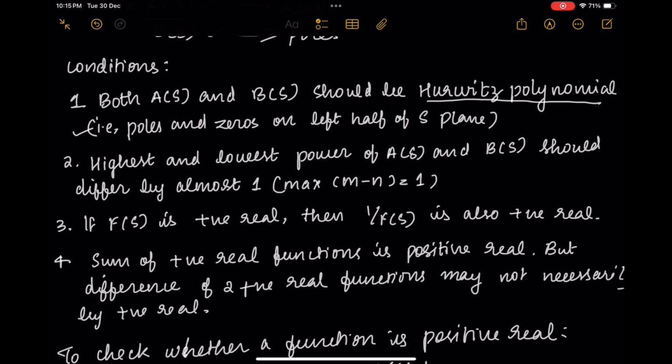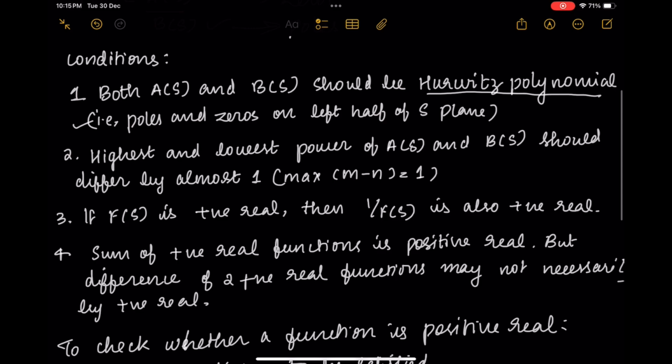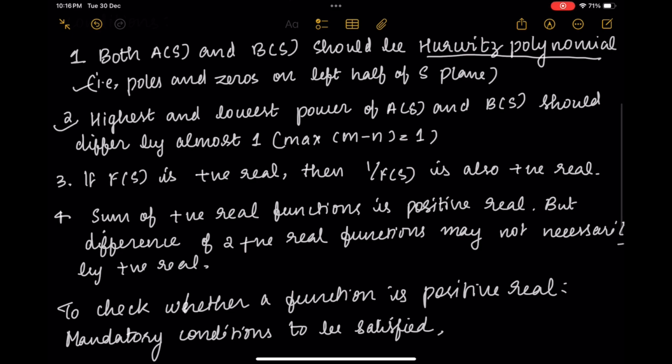Then we'll move on to our second condition, that is, the degree of the numerator, that is the highest term, and the lowest term should at least differ by 1 degree, 1 power, that's it. So that's our second condition. Then we'll move on to our third condition, which is if a function f of s equal to a of s by b of s is a positive real function, then its reciprocal is also a positive real function.